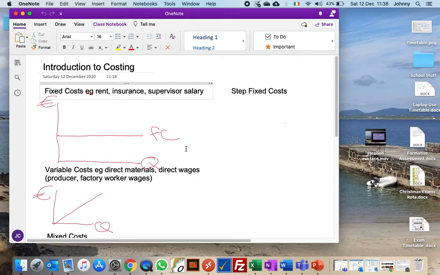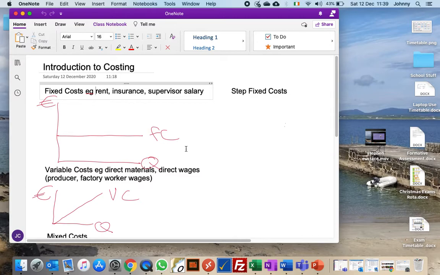So variable cost goes up as a straight line. So the more the quantity goes up, the more we produce, the more costs we're going to have. If we produce 10,000 goods compared to 5,000 goods, we'll have twice the amount of materials, twice the amount of direct wages. So it goes up as a straight line. So costs, fixed costs and variable costs, two different categories.